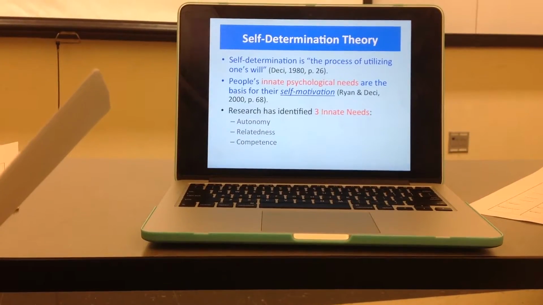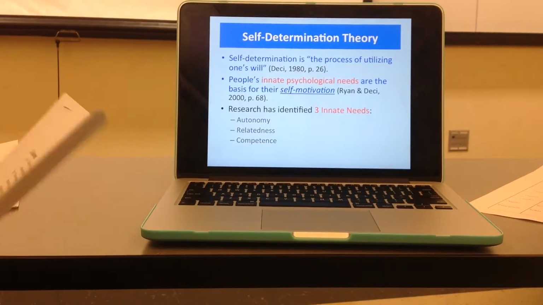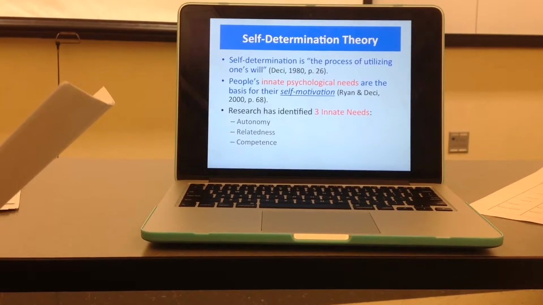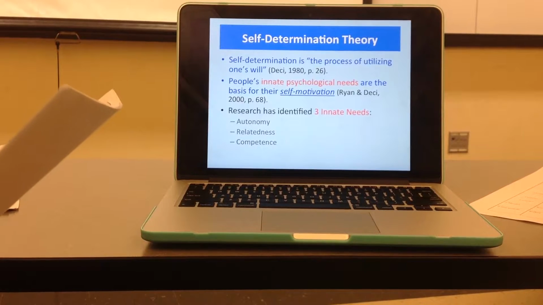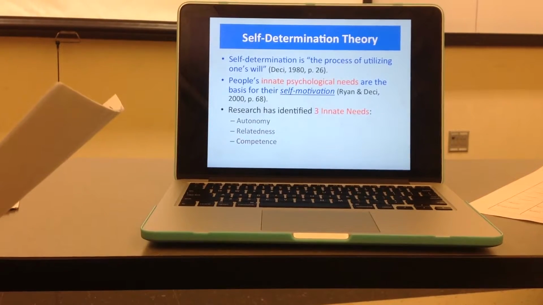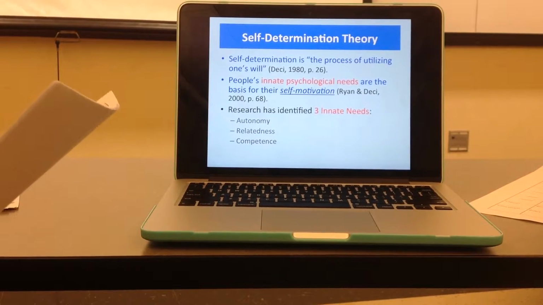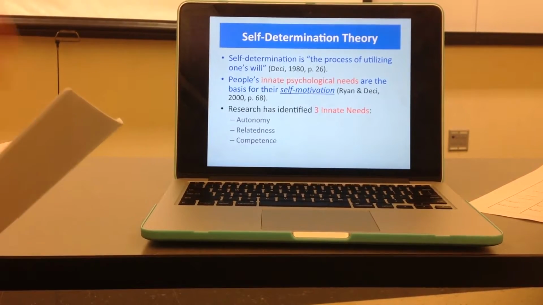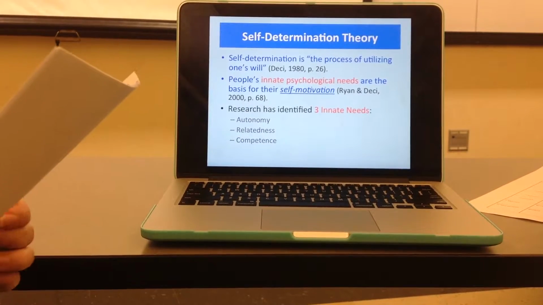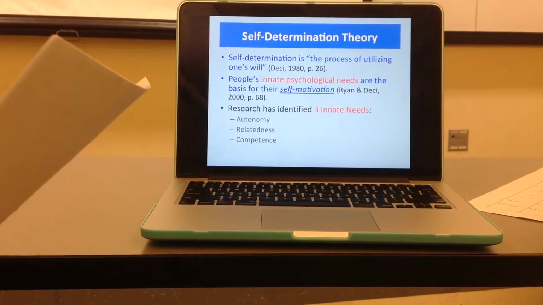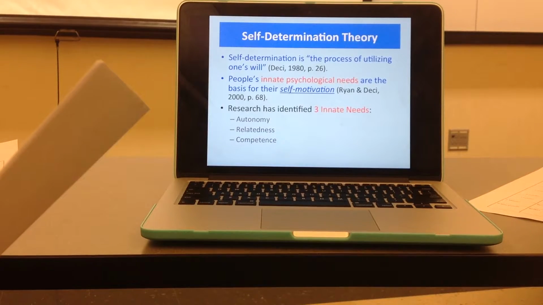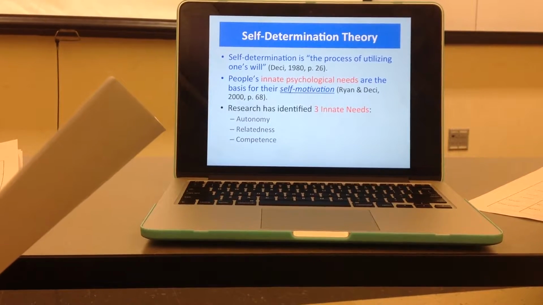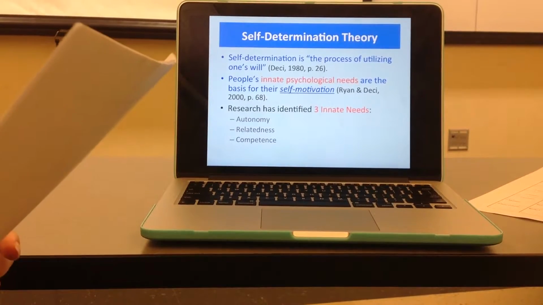What is the self-determination theory? The self-determination theory is the process of utilizing one's will. People's innate psychological needs are the basis for their self-motivation. The research has identified 3 innate needs of autonomy, competence, and relatedness that are argued to foster the most voluntary and high-quality forms of motivation and engagement for activities, including enhanced performance, persistence, and creativity.